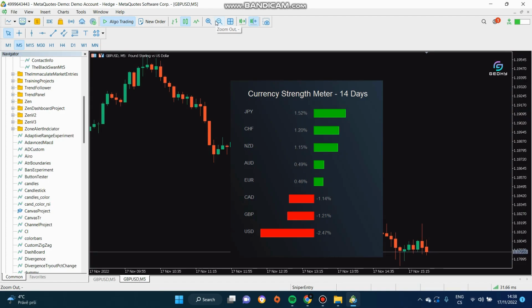Just a few words about the concept of the currency strength meter. These values basically represent how much the price changed during the last X days. In this case, it's during the last 14 days. And based on this information, you can tell which currency pairs are strong and which currency pairs are weak.